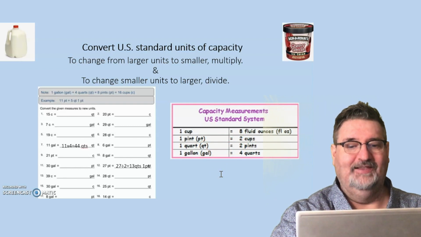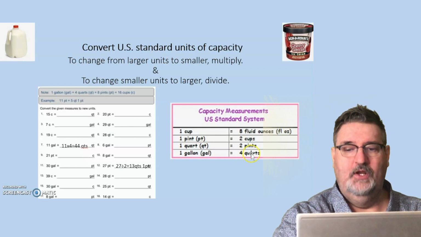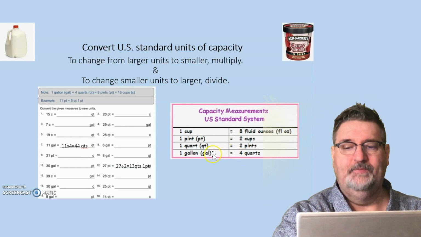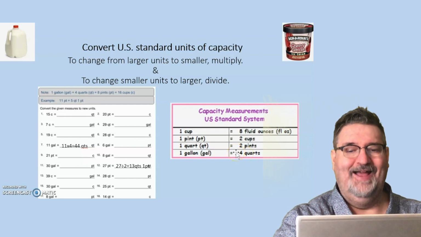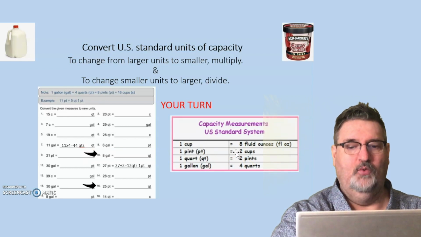On number 7, 11 gallons equals how many quarts? Well, when we look at gallons and quarts, 1 gallon equals 4 quarts. So we're going to multiply 11 times 4, and we got 44 quarts.